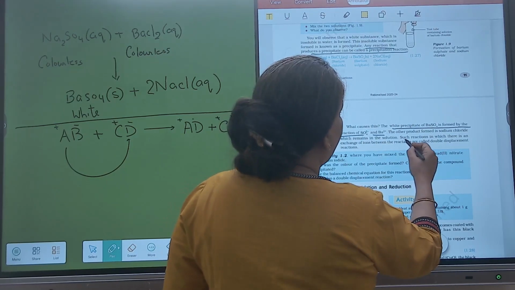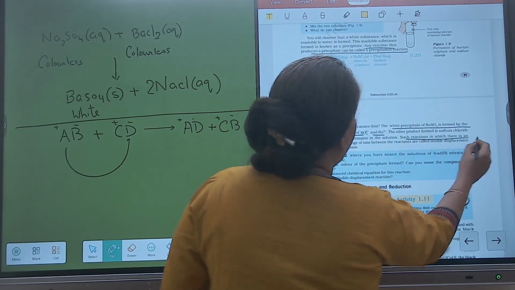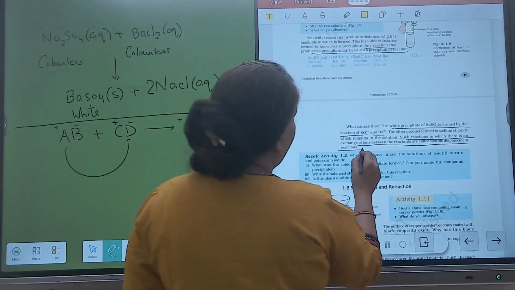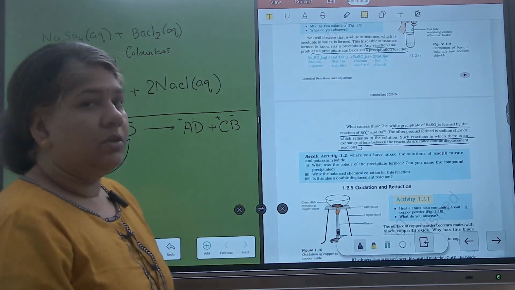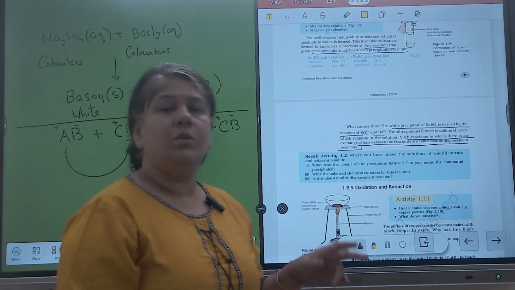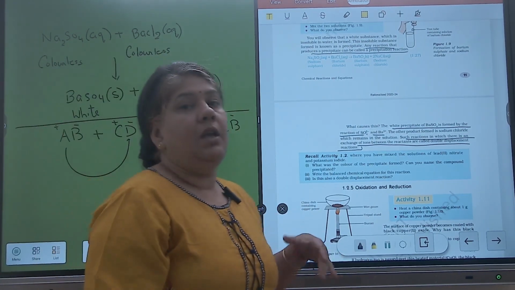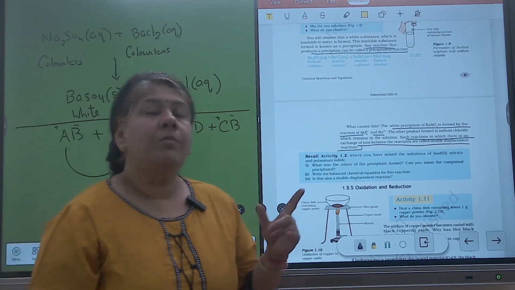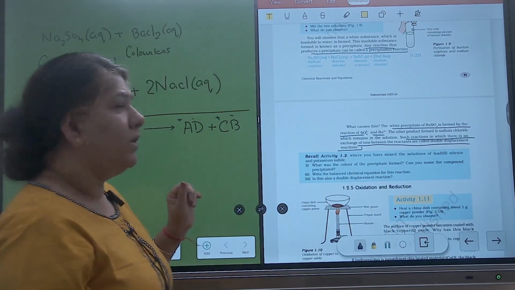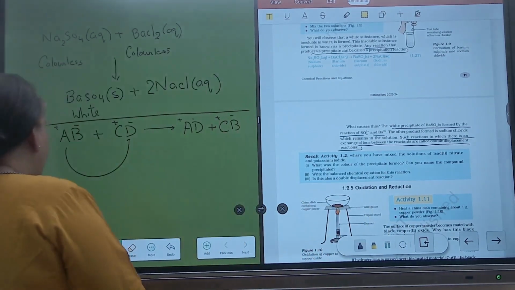See, such a reaction in which there is exchange of ions between the reactants is called double displacement reaction. So this is a very good example of double displacement reaction and also precipitation reaction, where we get a white precipitate. If you recall, I mentioned in the previous video the reaction between lead nitrate and potassium iodide. I'll write it once again.